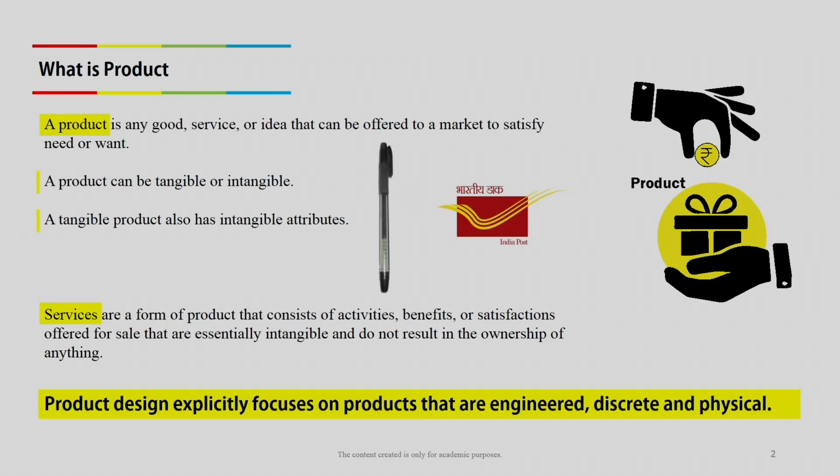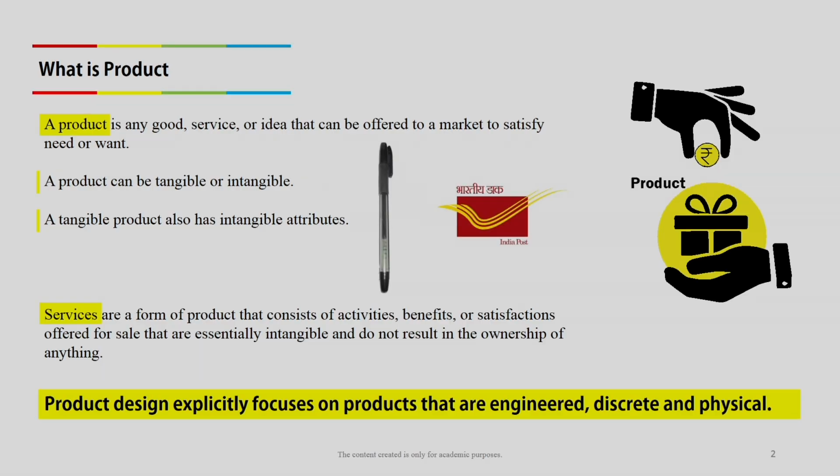So, what is product? A product is any good, service or idea that can be offered to a market to satisfy need or want. Any offering in the market satisfying human need or want is a product. In that sense, an LIC policy is also a product, but we should know what comes under the scope of product design.